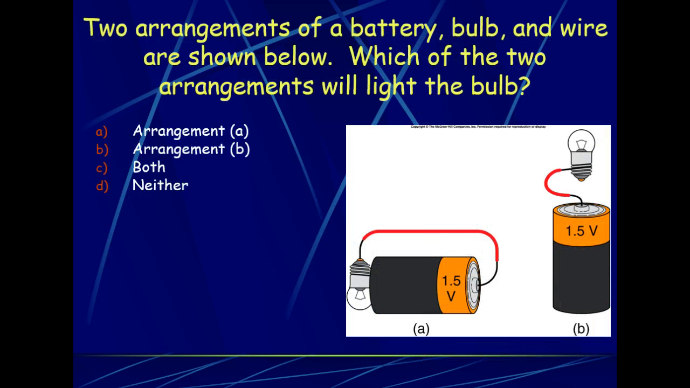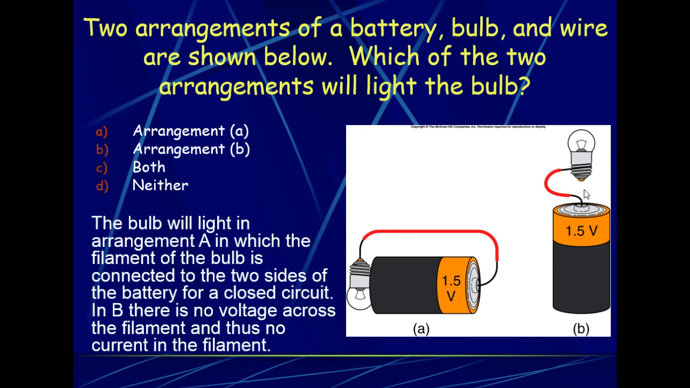So here we have a couple of situations of light bulbs and batteries with wires. You'll notice that the first arrangement will actually light up because you are touching both wires that are connected in the light bulb and you've made a complete path. In B, there's not a complete path, so it will not light up.